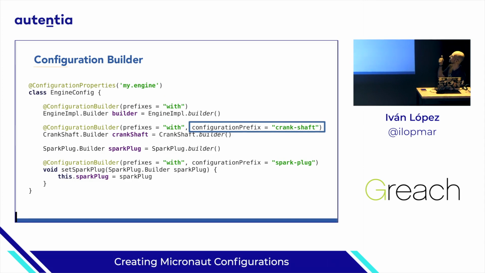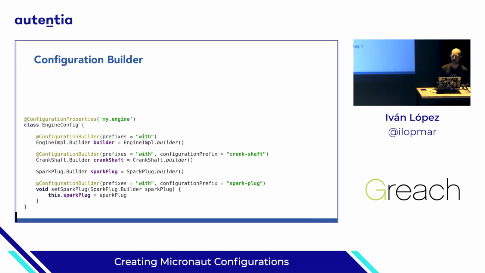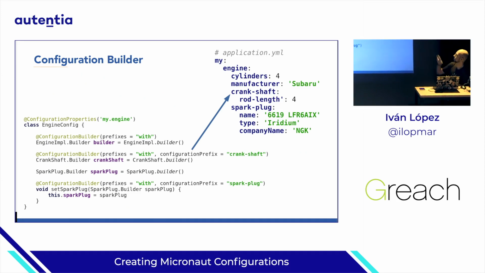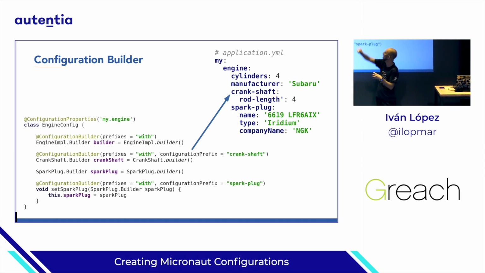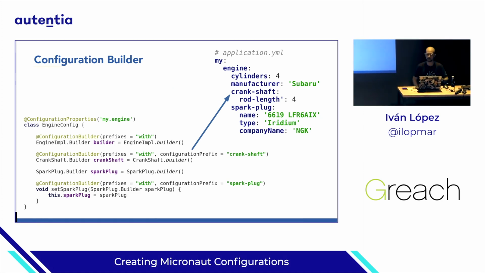You can also define this configuration prefix, which is the prefix that you want to use in your application YAML. So if we have this, we can use this. This configuration prefix will be used there. In this example, the name of the property is the same, but in camel case. But if you put here crankshaft grid, then there you need to put crankshaft dash grid, right? This is how it maps. And the same for this other property.